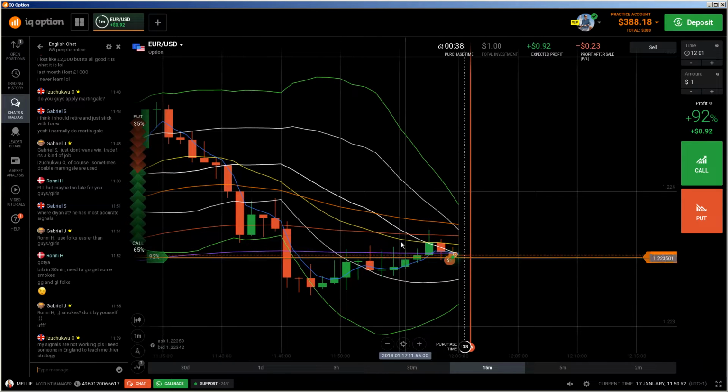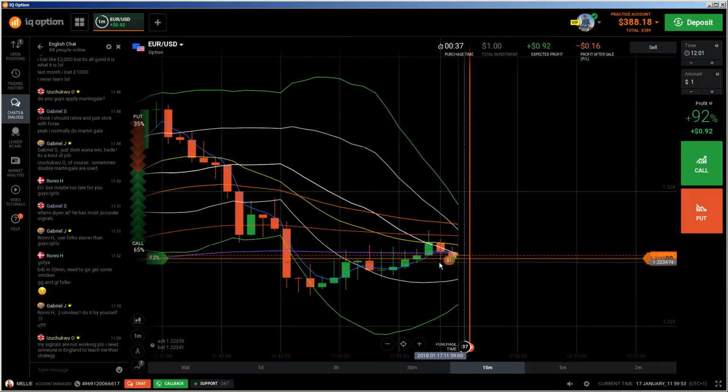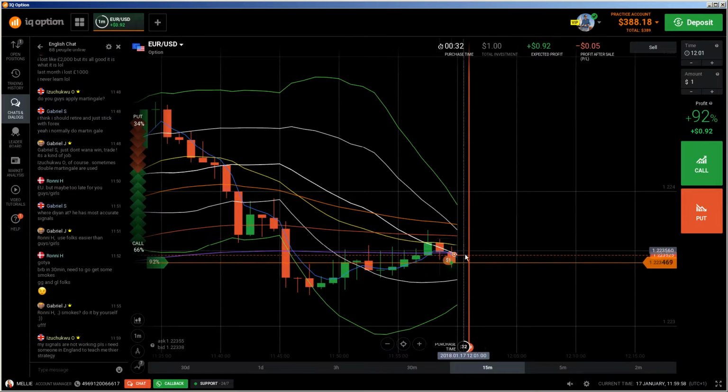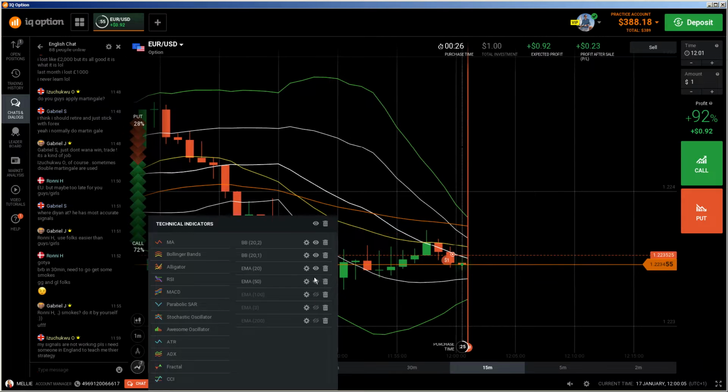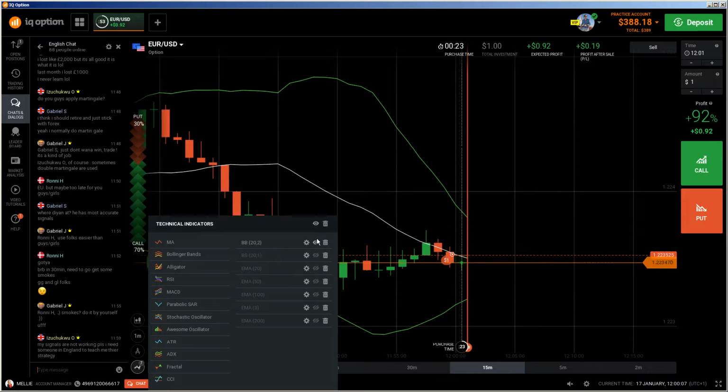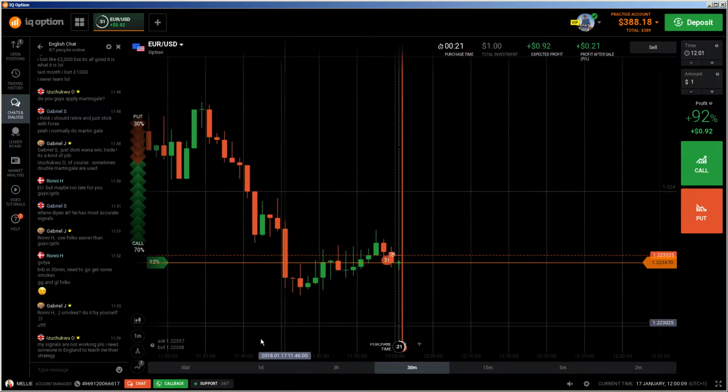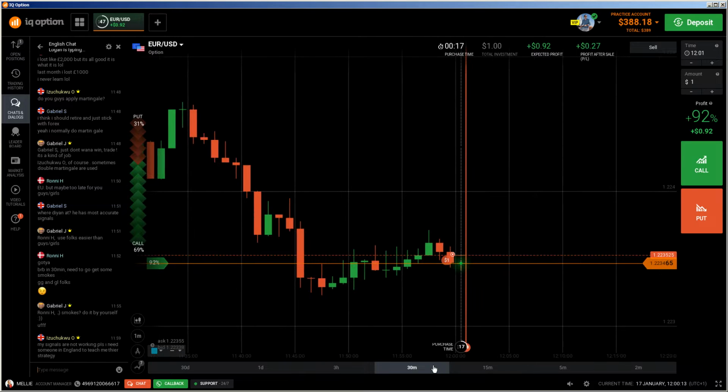First of all, I have to do a put here, because I saw this rejection from this level, and this looks a little bit like a hammer, so I'm pretty much sure that this will go down further. So here, let me show you how to draw the Fibonacci. I use the Fibonacci really often in every one of my trades. When I see no opportunity, I draw Fibonacci lines.